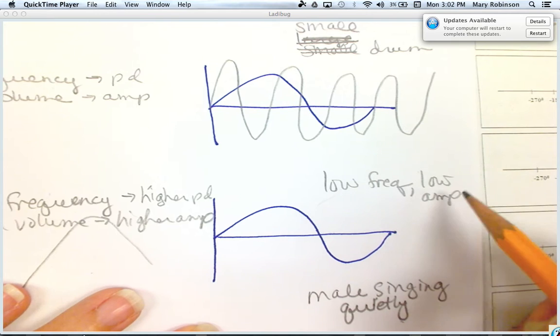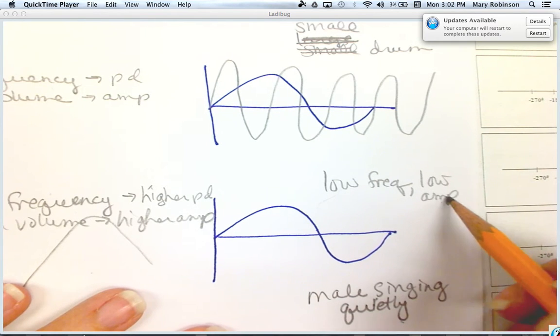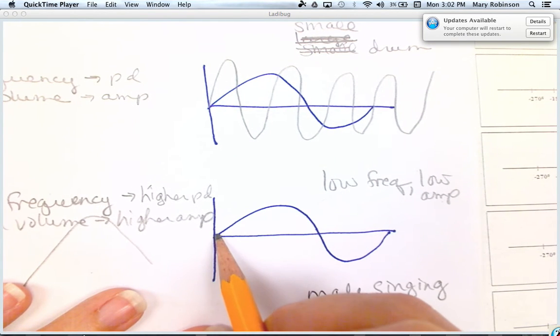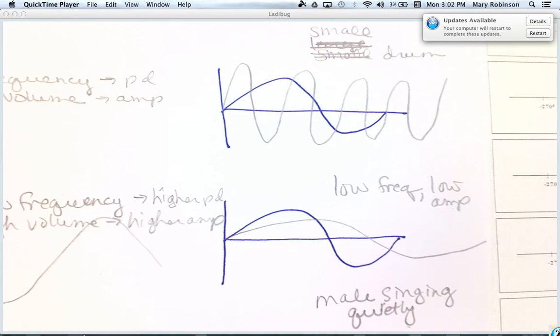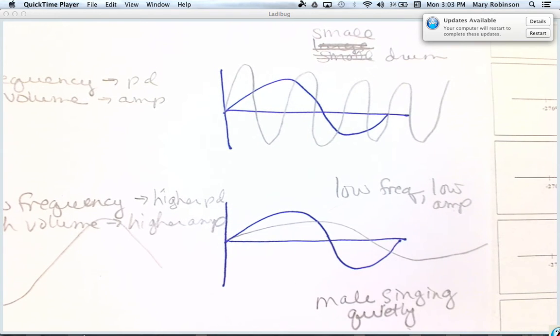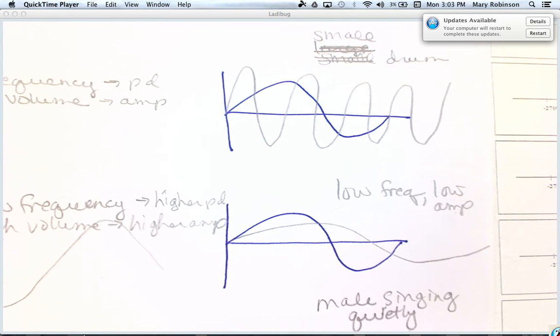Oops, sorry. If you think of a male singing quietly, it's going to have a larger wave, but if they're quiet, then the waves are not going to be as high. It's going to decrease amplitude. So that would be the 4th condition, all right? So that's kind of, in general, what happens to our waves based on the frequency or the pitch and how that has an effect on the period.